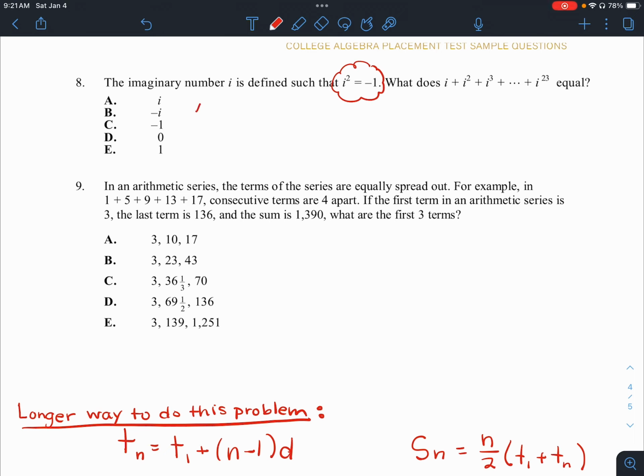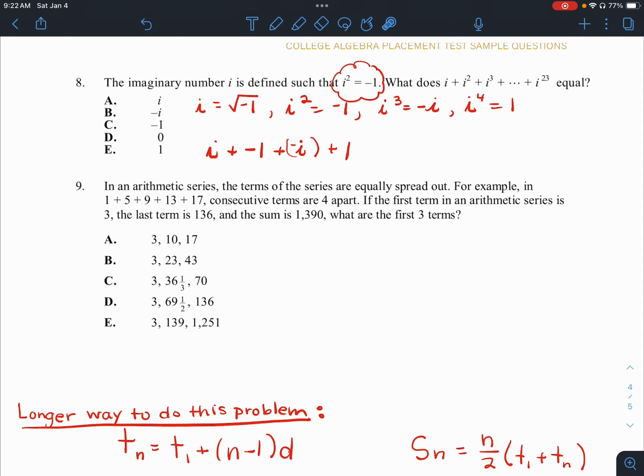So I just want to remind you again, we did this review before, that i is the square root of negative 1. They told us in this problem that i squared is negative 1. i cubed would be negative i, and i to the 4th would be 1. And then if you kept going, i to the 6th would become negative 1, and it repeats itself. So let's just take the first 4 terms. If we were to add i plus i squared plus i cubed plus i to the 4th, you would get i plus negative 1 plus negative i plus 1.